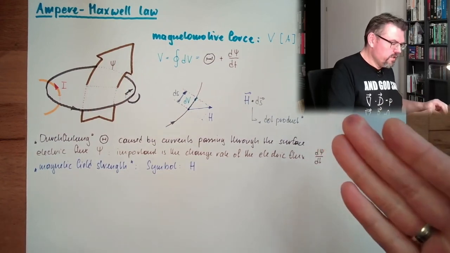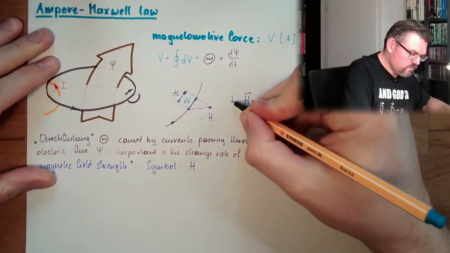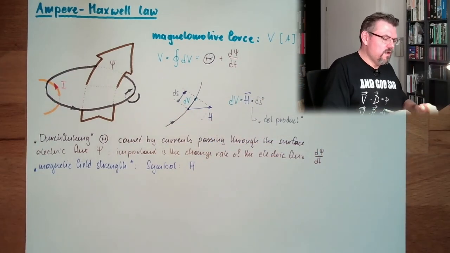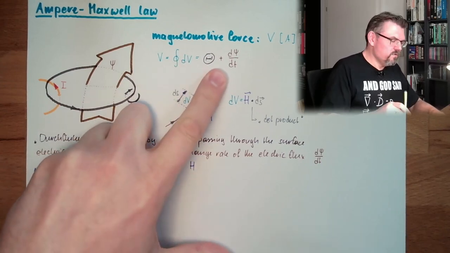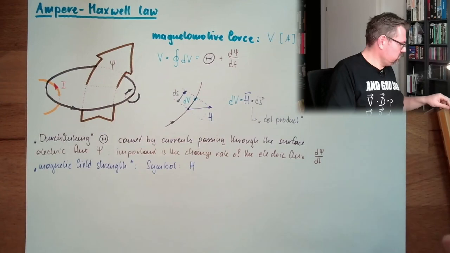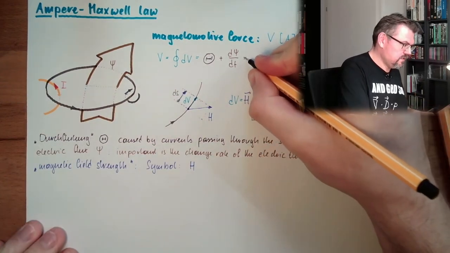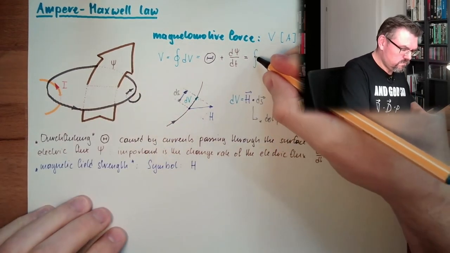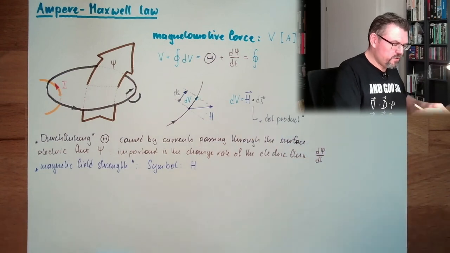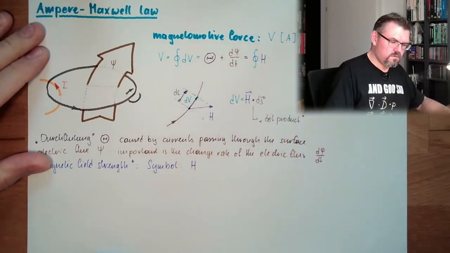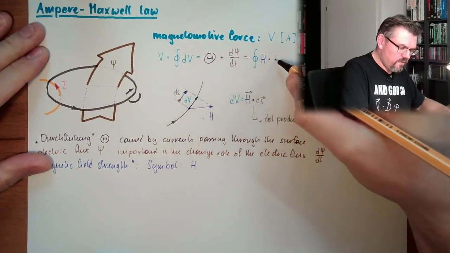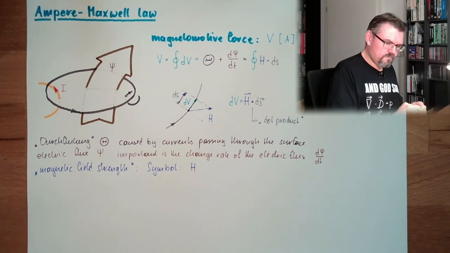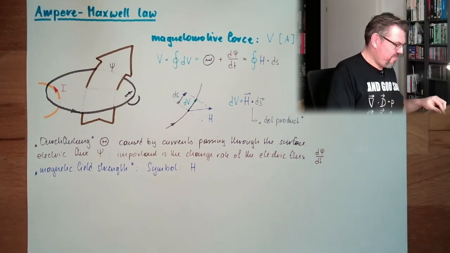And actually, what is the result of this? The result is this little part. Now look what I've written here. So actually, this equals, we have still this sum. And then we have h in ds.